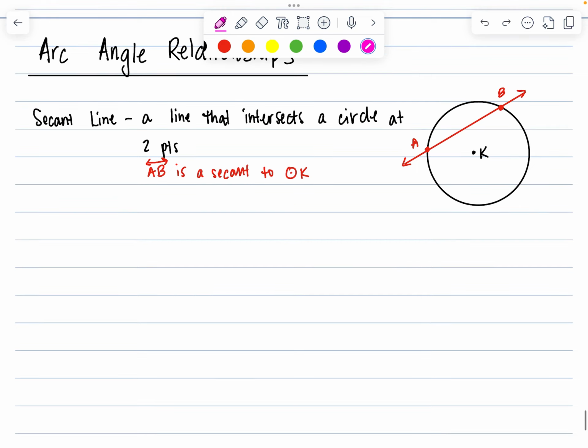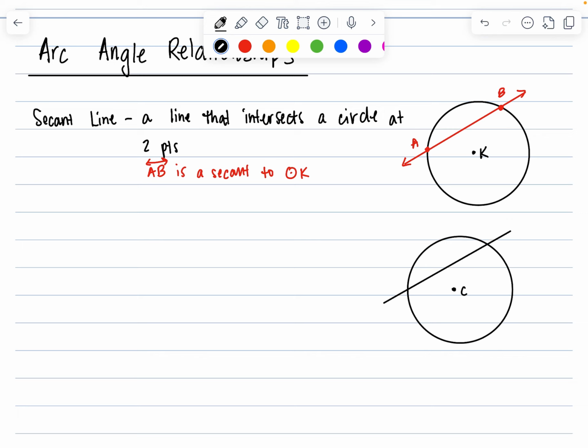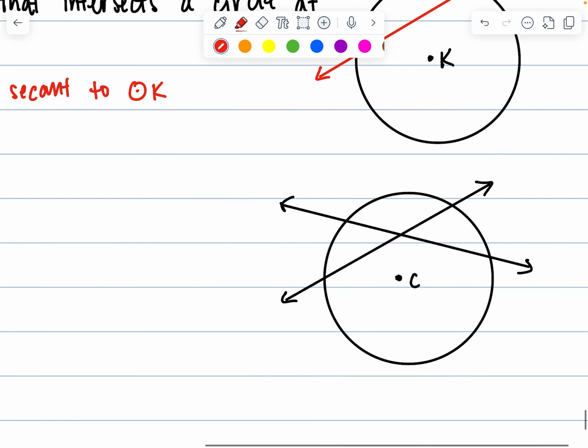Let's get into it. Let's first draw another circle just so we can illustrate this better. Let's draw one off to the right underneath, and let's call this one C instead. Let's draw two different secant lines. And then we're going to highlight a couple different pieces. I'm going to highlight this first intercepted arc red, and this arc blue. And then I'm going to mark this angle 1.